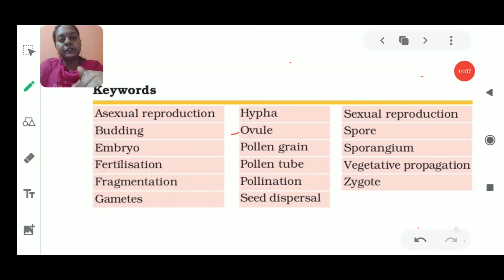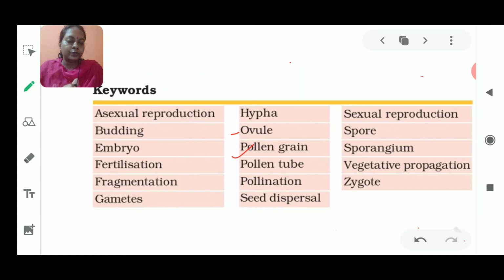Okay, the next word which we need to discuss is the pollen grain. So what do you mean by pollen grain? Pollen grains are powdery structures which are present inside the anther, and they are going to give rise to a male gamete. This pollen grain has the male gametes, and it is responsible for the formation of seeds once it fuses with the ovule. Okay, so this was about pollen grain.